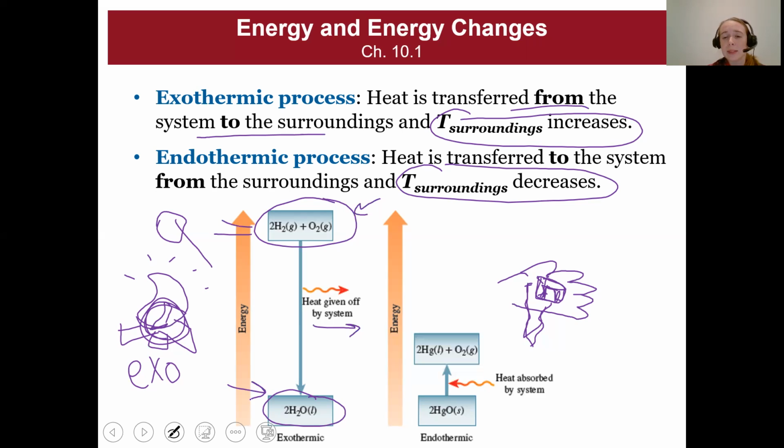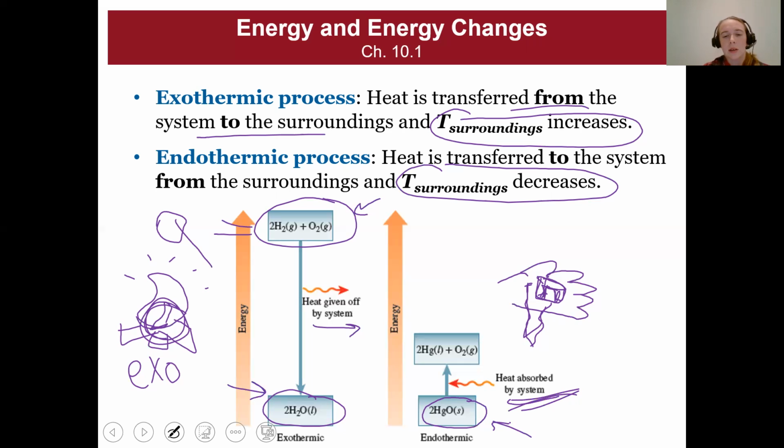And we have the opposite here with the decomposition of mercury oxide. So mercury oxide requires heat in order to decompose. This is kind of like one of our steps in the copper cycle, if you remember back to lab this week. So this mercury oxide absorbs heat. So heat is absorbed by the system. This is our system, the mercury oxide. Heat is absorbed by the system from the surroundings. The heat comes from somewhere. It comes from the surroundings.